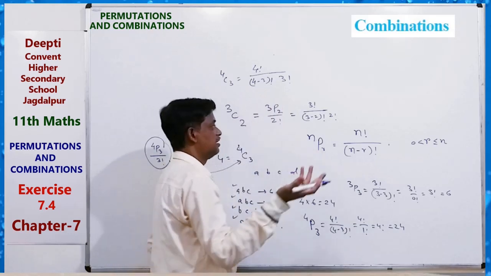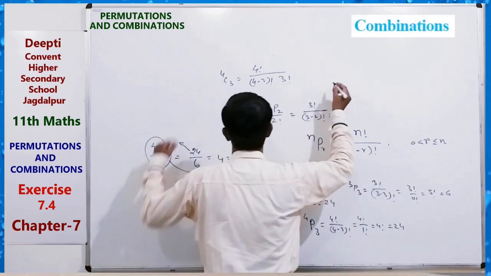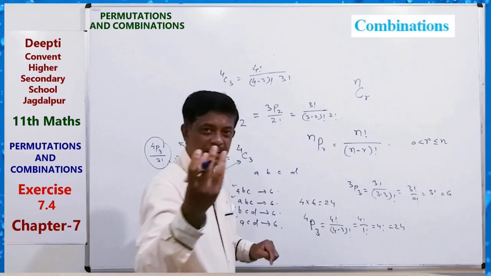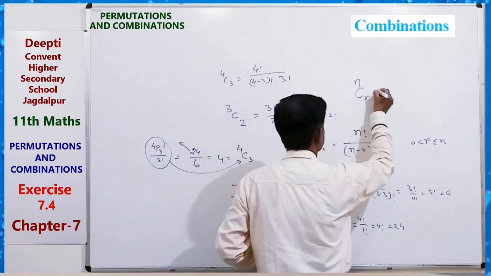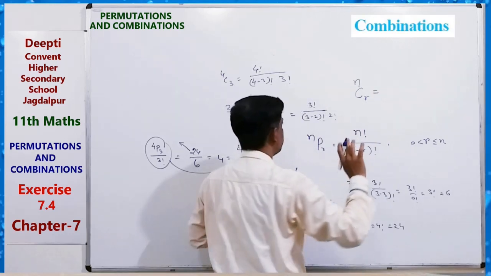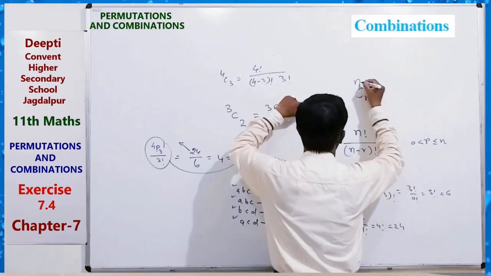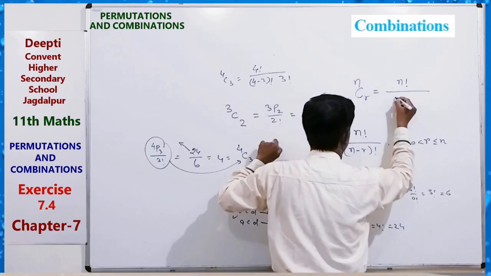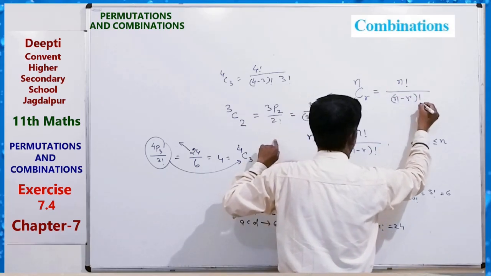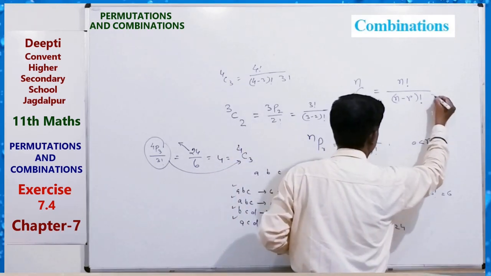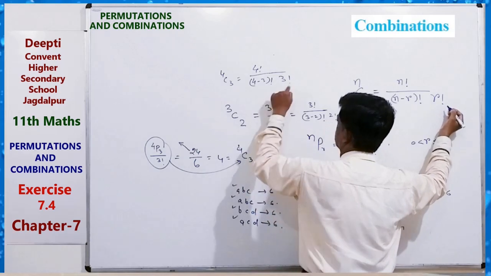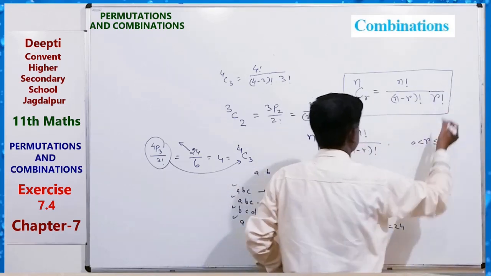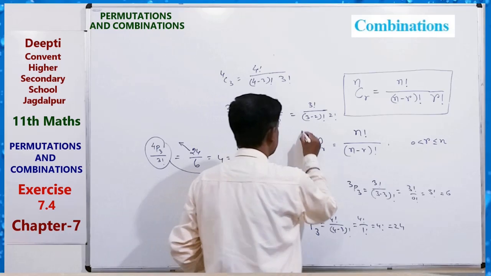So just like this we can find the formula. nCr, selecting r objects from n objects, is only selecting, not in a definite order. We can write n factorial upon n minus r factorial into r factorial. Clear? So this is the combination formula. This is only selecting, not a definite order.